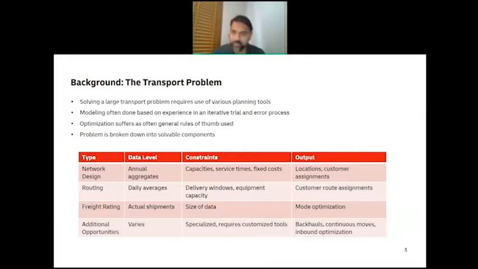The third problem, which is very common in industry, is called freight rating, which is essentially based on the demand that you have across, let's say, a given region, for example, the US. You try to figure out what percent of demand goes on what mode. And modes here being what percent should go in parcel, what percent should go with a common carrier, and what percent you do in-house.